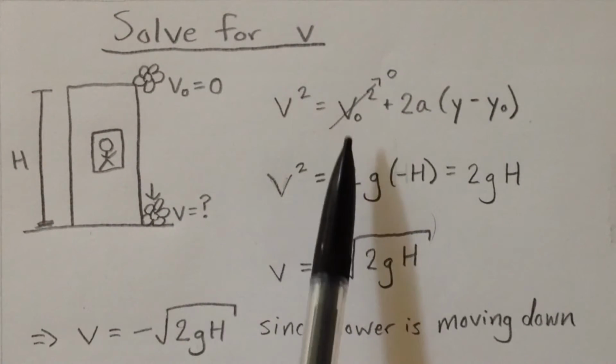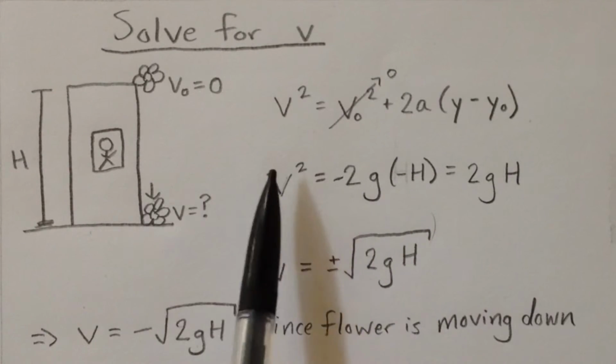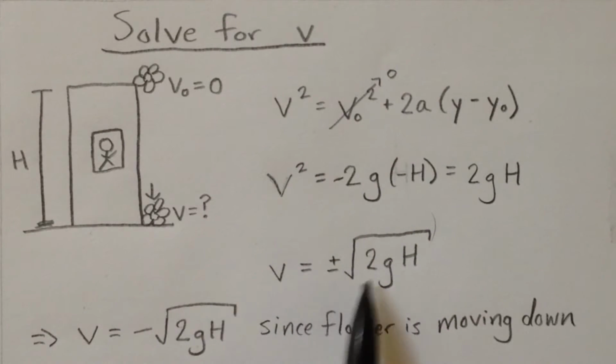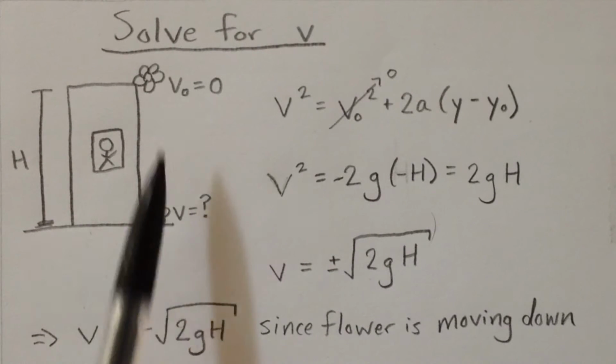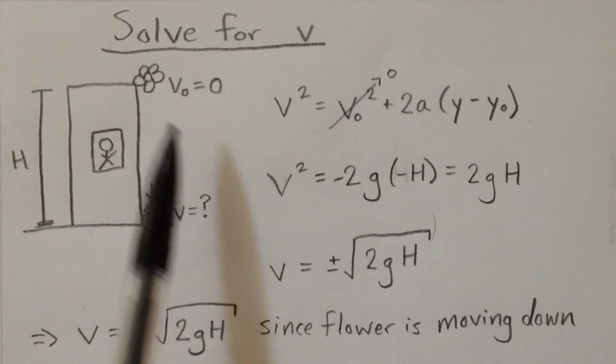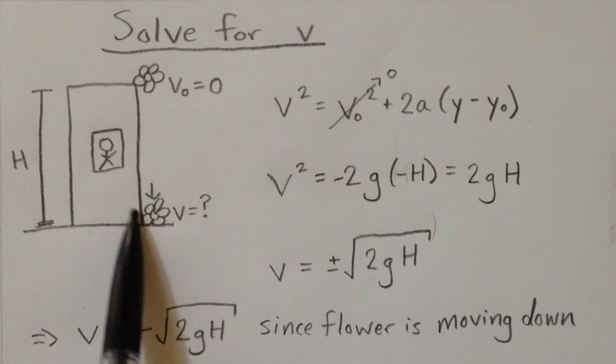We substitute in our known quantities into the kinematic equation and solve for v. Taking the square root, we have both a plus and a minus root. We choose the negative of the two because the flower pot is moving down and we're using the standard coordinate system where the negative y direction is down.